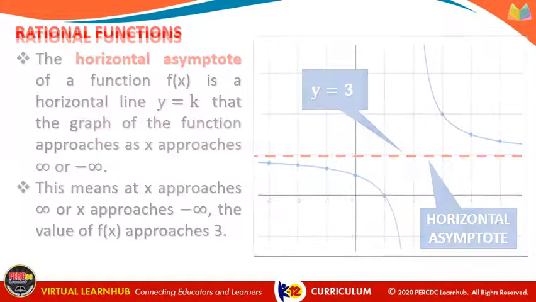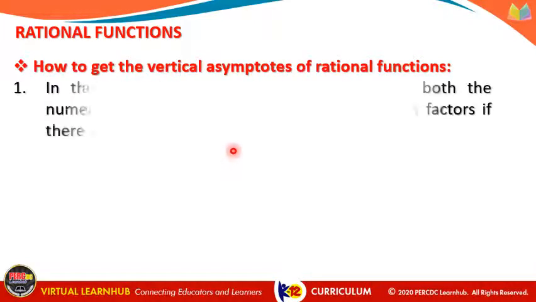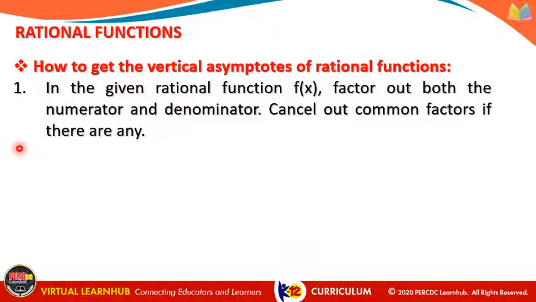Okay? So now let's go to our process. How to get the asymptotes. Unahin natin yung vertical asymptotes. So step 1, in the given rational function, factor out both the numerator and denominator. Cancel out common factors if there are any.